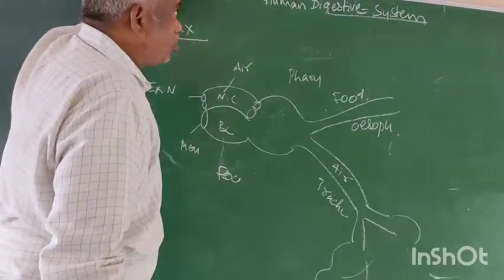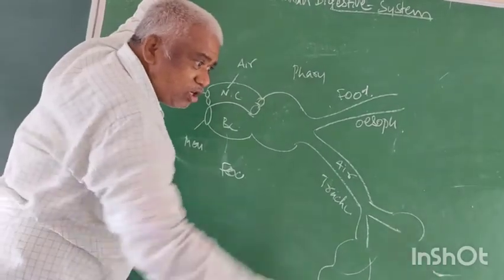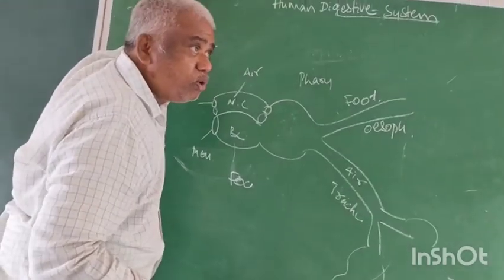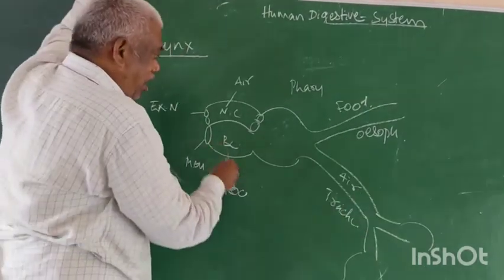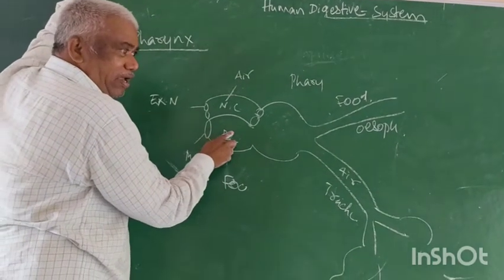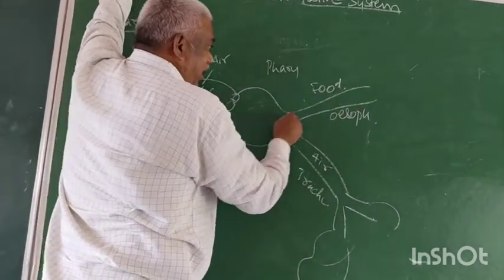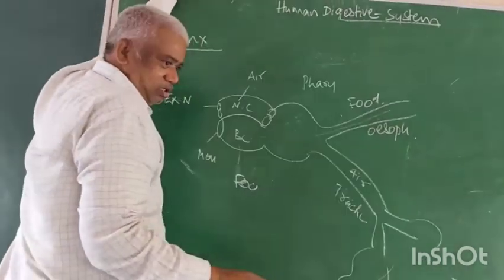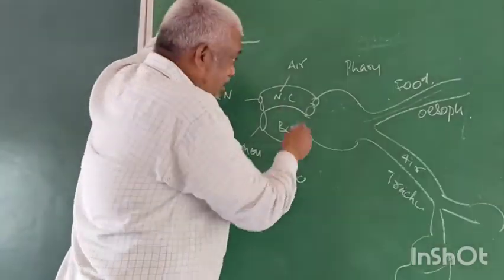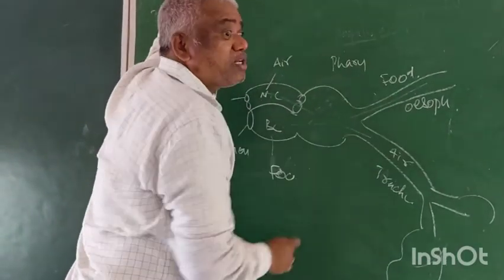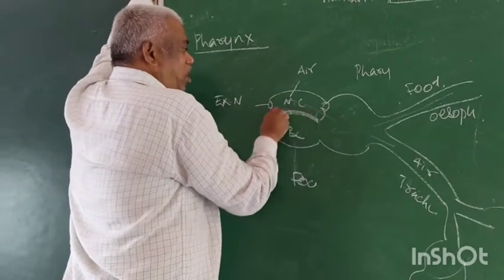Now, what is our topic? Digestive system. That means we discuss only the food path, or the air path, or both, according to the situation. Now the food path is: mouth, buccal cavity, pharynx, esophagus, stomach. This is the requirement according to the situation. We can discuss the air path at the time of the respiratory system, not now.